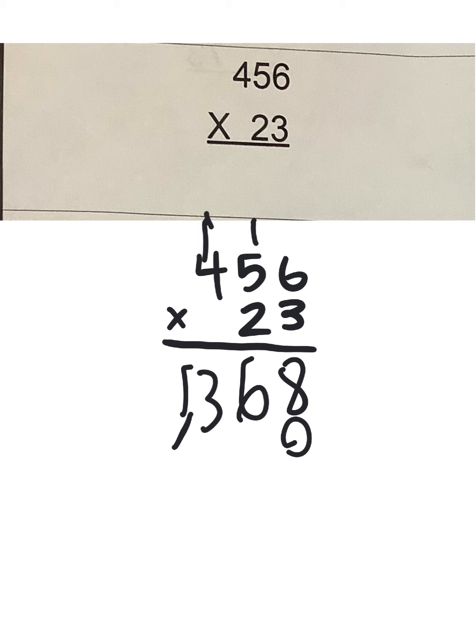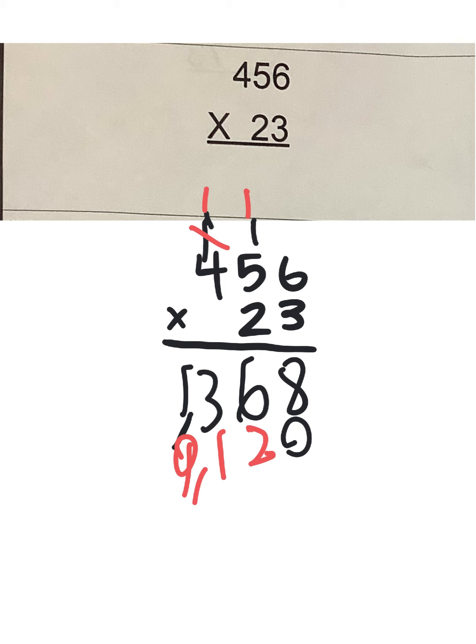All right. 2 times 6? 12. Drop that 2. Carry the 1. 2 times 5? Equals 10. Plus 1 more? 11. Drop the 1. Carry the 1. Very good. And 2 times 4? 8. 8 plus 1 more? 9. We have 2 partial products here.